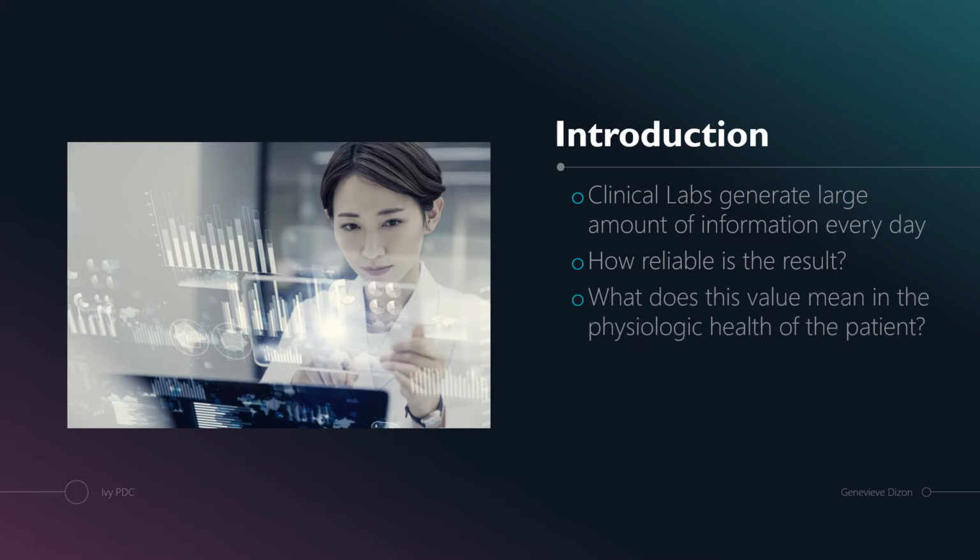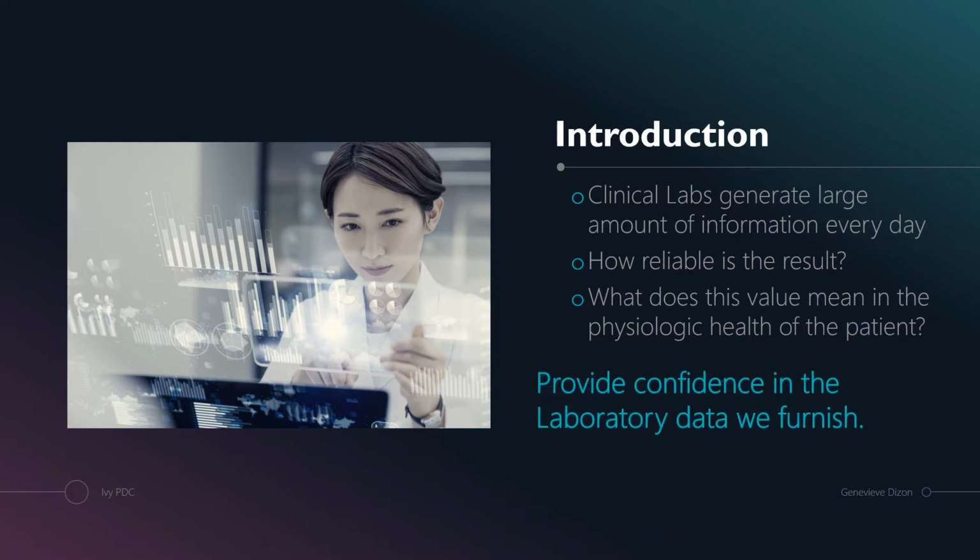Now, if these results are not reliable, what does it mean for the patient? Would it affect the physiologic health of the patient? Will it be important that the patient receives accurate and precise results? The answer is yes, of course. The main purpose of the laboratory is to be able to reflect a condition of the patient so that we may be able to help them. So it is important that we provide confidence in the laboratory data that we give out or that we furnish to patients.